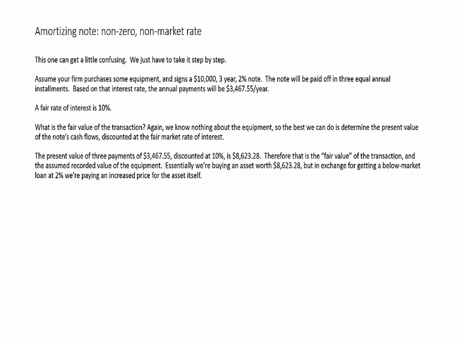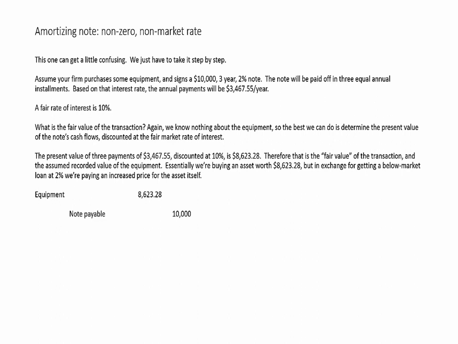Essentially, we're buying an asset worth $8,623, but in exchange for getting a below market loan at 2%, we're paying an increased price for the asset itself. Again, the idea is that if we were to walk in off the street with cash in hand, we could buy this same asset for $8,623. Instead, since we're taking advantage of the below market financing, we're going to have to pay a higher price for the asset. So we'll go ahead and record the equipment at $8,623.28.